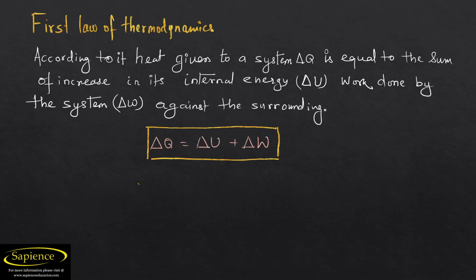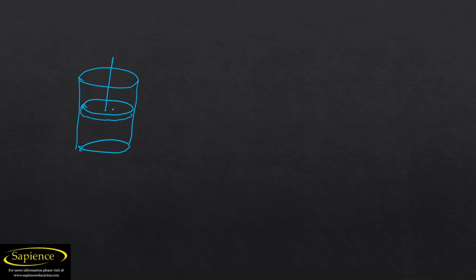Now let us consider the first law of thermodynamics. Before that, we can understand some of the things. Let us consider a piston cylinder system. This is a cylinder, this is a piston, and the gas inside it is there.